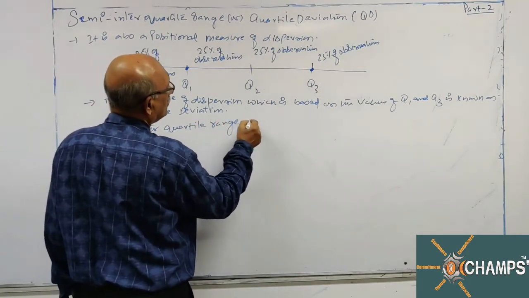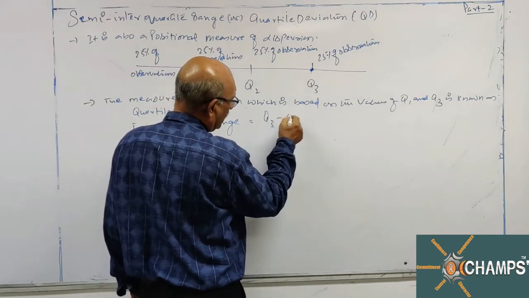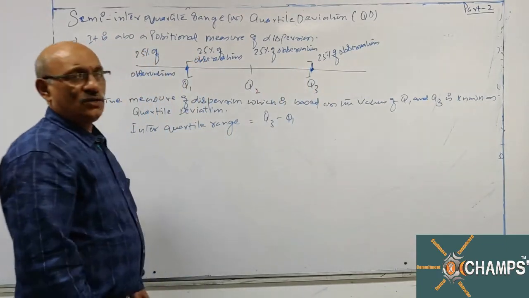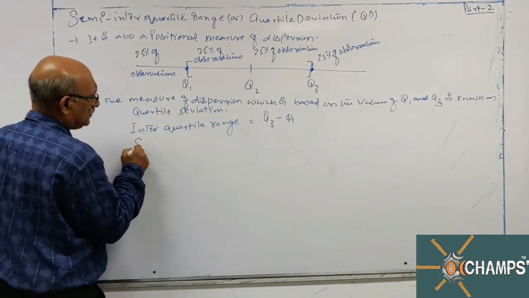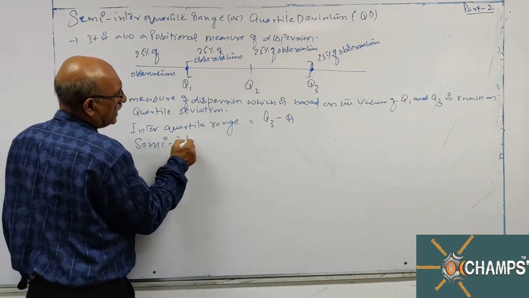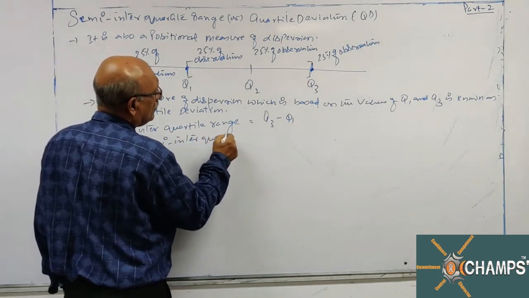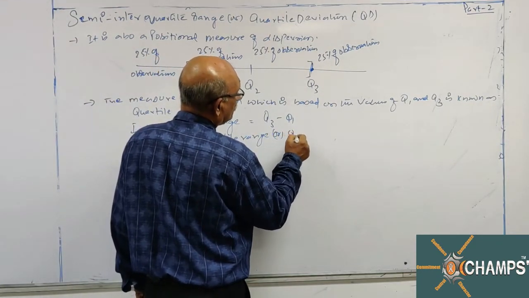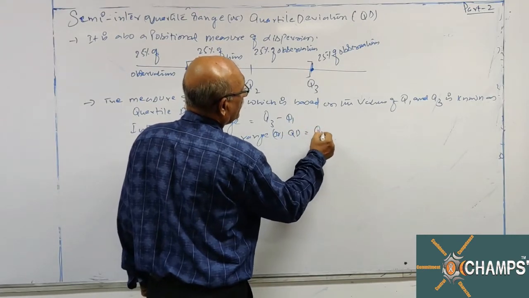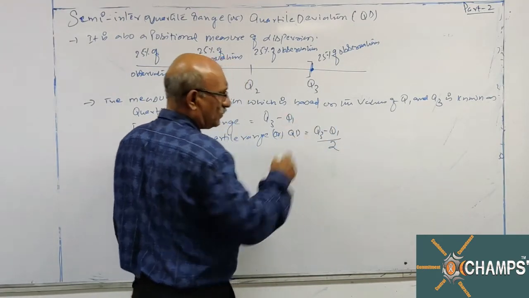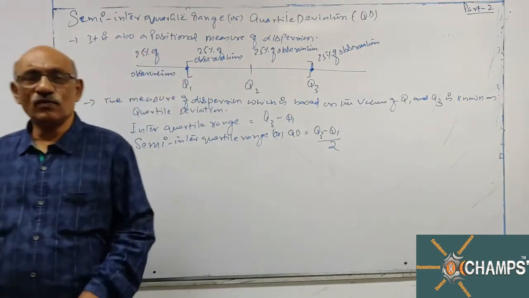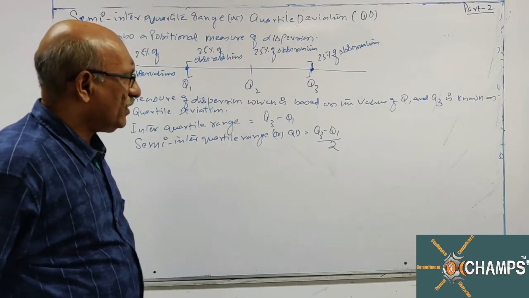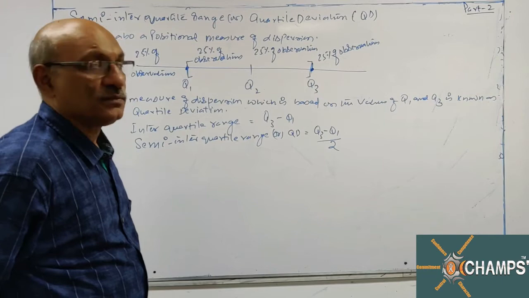Interquartile range is equal to Q3 minus Q1. Semi-interquartile range or QD is equal to Q3 minus Q1 by 2. Semi-interquartile range or quartile deviation is equal to Q3 minus Q1 by 2.